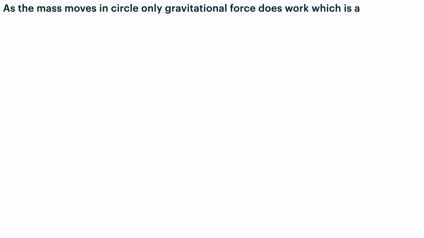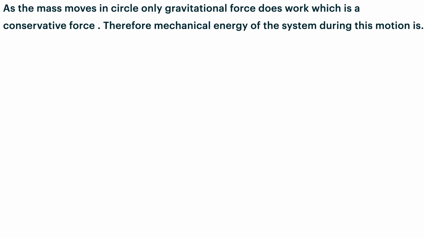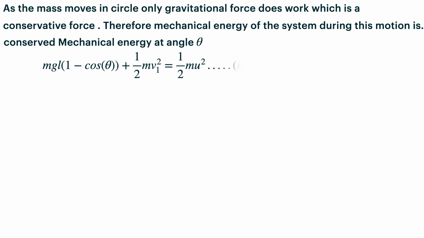As the mass moves in a circle, only the gravitational force does work, which is a conservative force. Therefore, the mechanical energy of the system during this motion is conserved. So let's obtain the mechanical energy at angle theta. It is mgL(1 minus cos theta) plus half mv1 square, and this mechanical energy will be equal to half mu square, the initial mechanical energy. Let's call this equation 2.